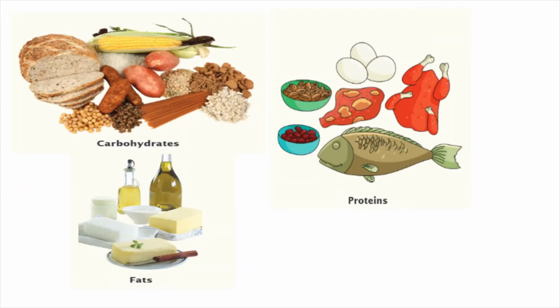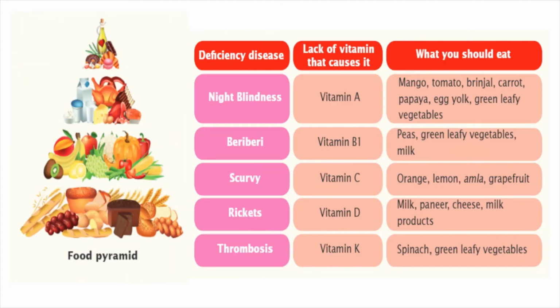Yes children, then our next chapter is about food, cooking and preservation. We have seen different types of nutrients. All the nutrients are required by our body. The different types of nutrients are carbohydrates, proteins, fats, vitamins, roughage and water. These nutrients are very essential for the proper growth and development of our body.